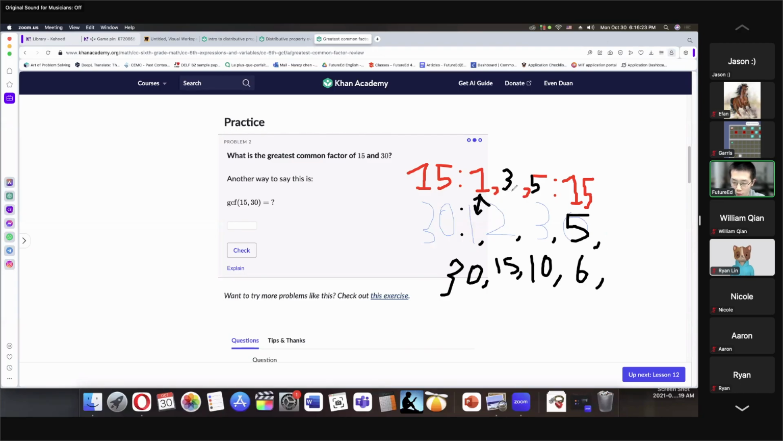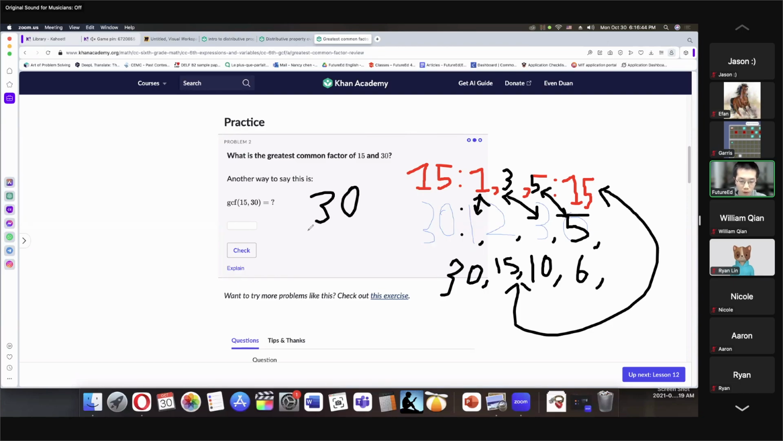They also both share 3. We see a 3 in both lists. They also share 5. And then 15 is divisible by 15. So the 15 is shared in both lists. And you could have actually spotted this really quickly if you can just do the division. If you try 30 divided by 15, if you have enough experience with these things, you know that 30 divided by 15 is 2. So these numbers are divisible.